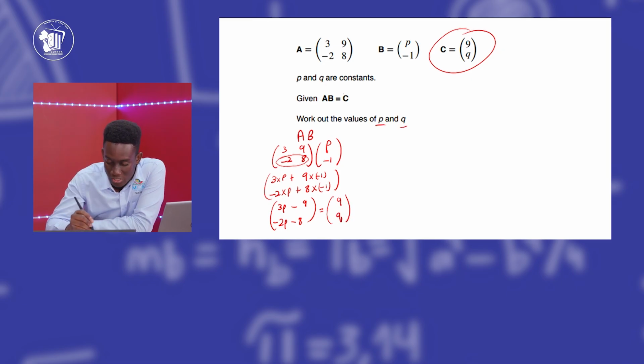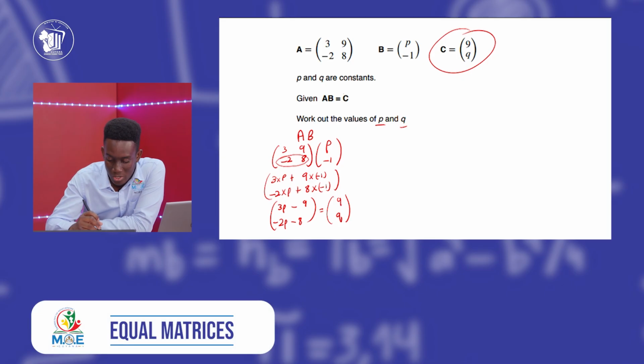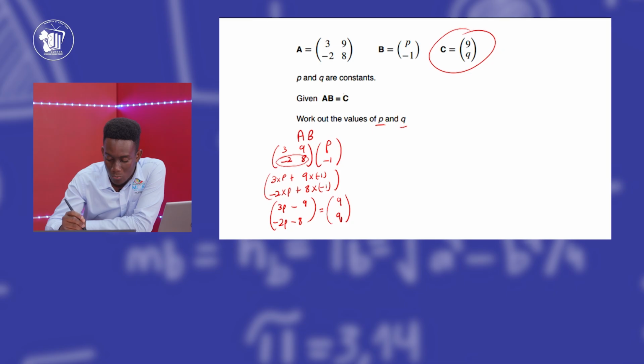So all we need to do is equate these two corresponding matrices to each other. So this is a 2 by 1 matrix because we can count this as one element. This here can be considered as one element as well. And this is a 2 by 1 as well. So it's a 2 by 1 is equal to 2 by 1.